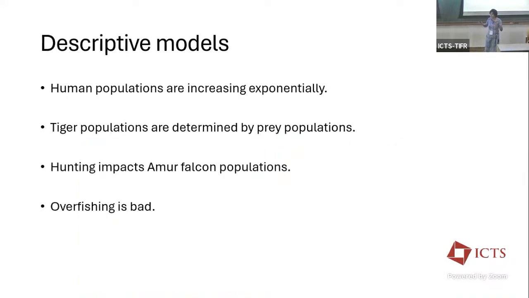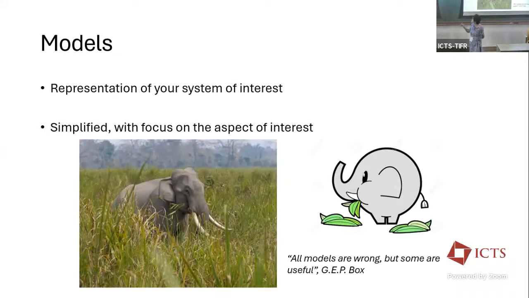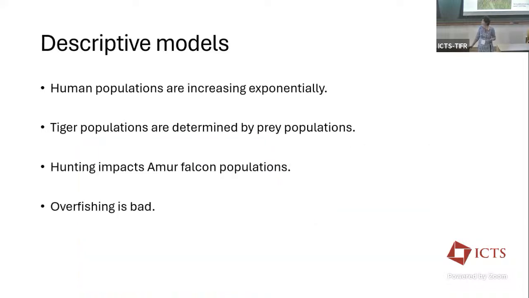Right? So the first step to a model might be a descriptive model. We might just want to describe. So it's a representation of our system. So over here our representation would be what? Elephants are eating grass. That's a representation of our system of interest.